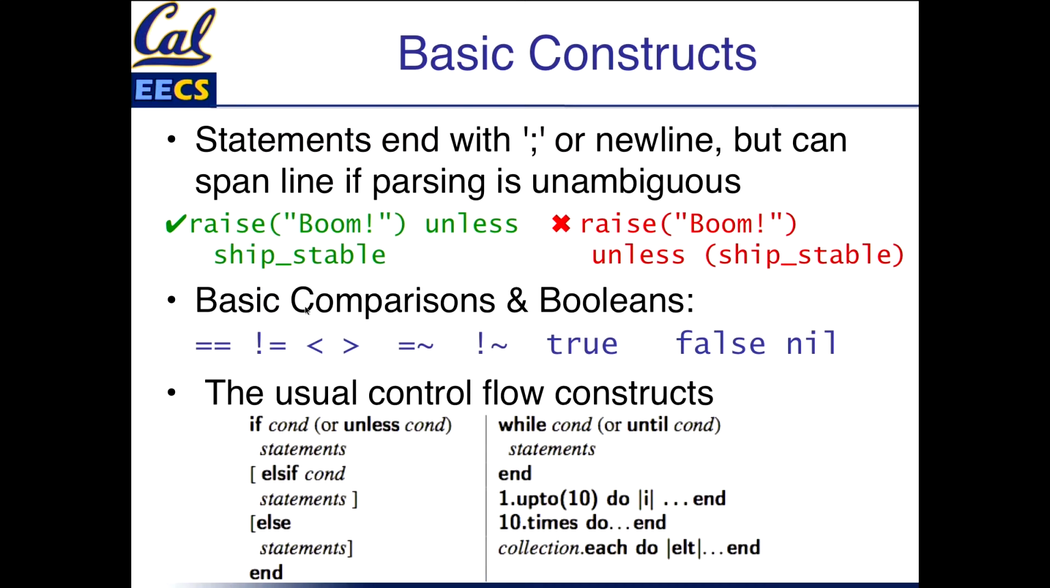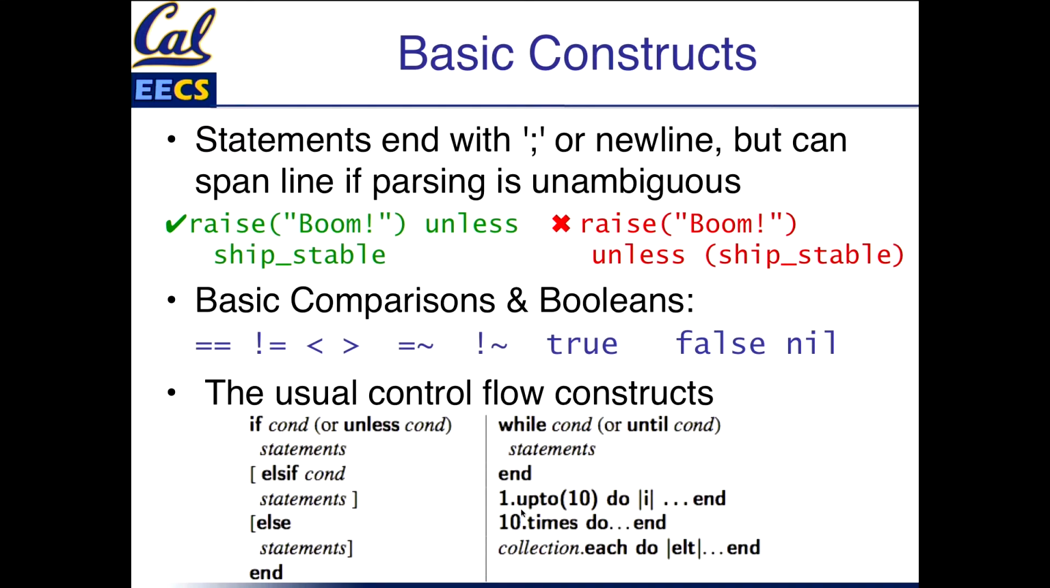We have all the same basic comparison operators you've already seen. As we'll see in a moment, the equal twiddle and bang twiddle are used for regular expressions, among other things. There's Boolean true and false. There's Boolean nil, which evaluates as a false value but isn't the same as false. Don't panic. And then we have the usual control flow constructs. So we have if then else, along with else ifs. We have while or until.